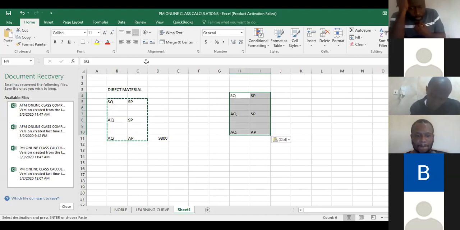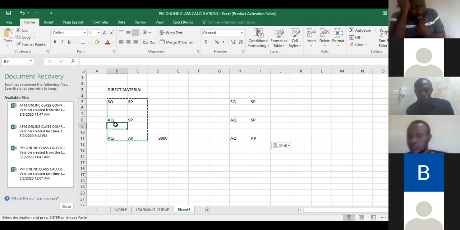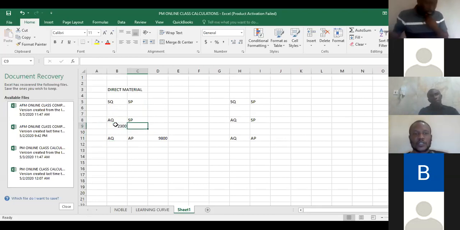So my actual quantity is 2,300. Right, absolutely fine. Now my standard price, I go to standard information. What's my standard price? My standard price was for material, so that would be in dollar per kilogram. So $4 per kilogram.